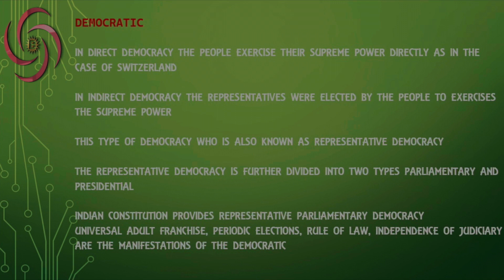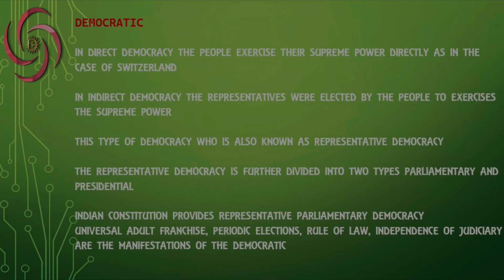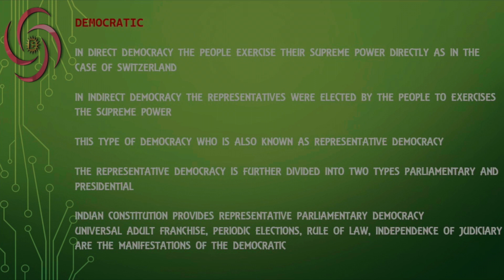Representative democracy is further divided into two types, parliamentary and presidential. We follow the parliamentary form of democracy, the parliamentary form of government. So the Indian Constitution provides representative parliamentary democracy. We have universal adult franchise, in which whoever completes the age of 18 has the constitutional right to vote, and periodic elections every 5 years, and rule of law and independence of judiciary are the manifestations of a democratic country which India follows.